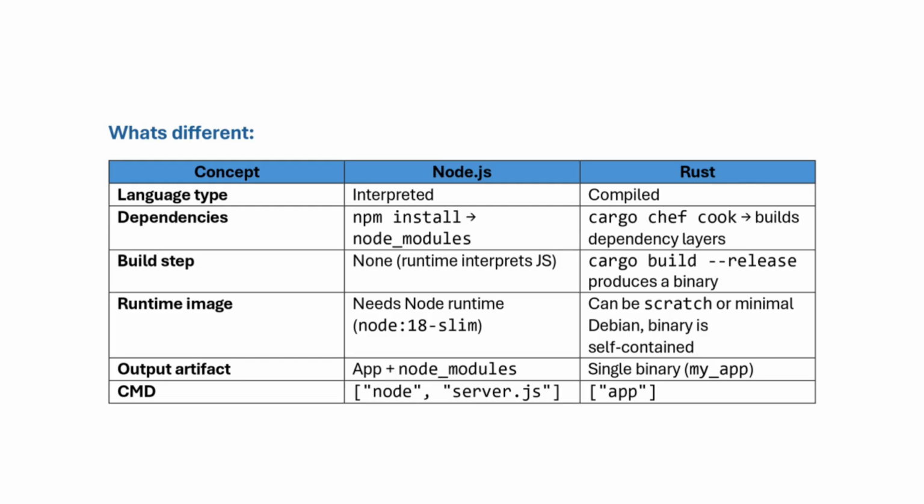Runtime image. Node.js needs a Node runtime, that is node:18-slim, for example. In Rust it can be scratch or minimal Debian because the binary is self-contained in compiled languages. Output artifact. In Node.js it is app plus node_modules. In Rust it is a single binary, that is my_app. CMD. In Node.js CMD is node server.js. In Rust it is the app binary.